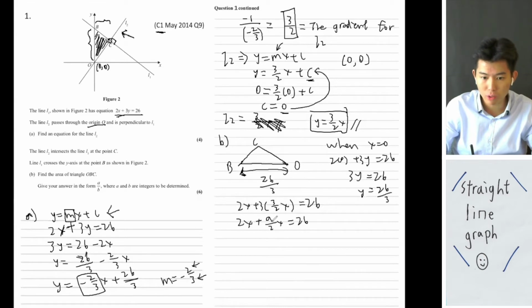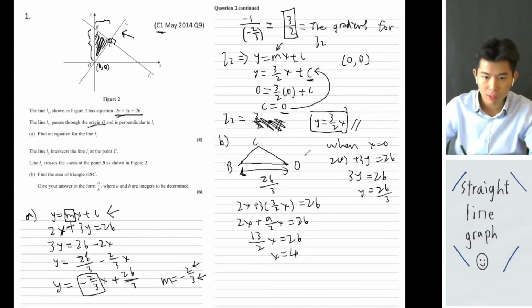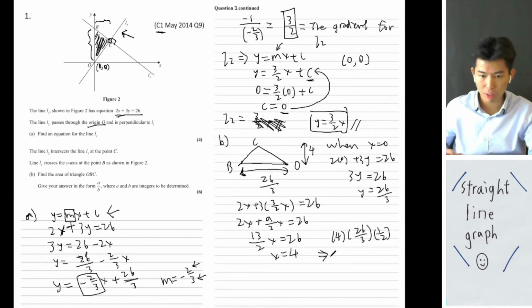2x plus 9 over 2x would be 13 over 2x equals 26, and x will be equal to 4. Therefore, the height of this triangle would be 4. The next step would be the height times the base divided by 2, which is 4 times 26 over 3 divided by 2. The final answer would be 52 over 3, and here's the area for the triangle OBC.